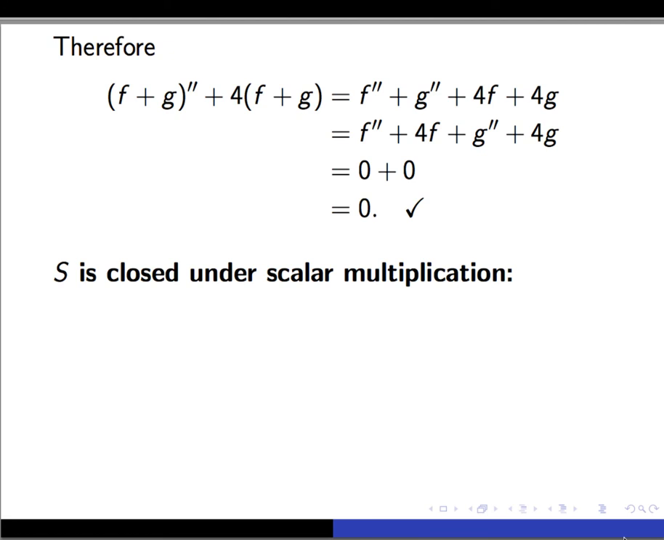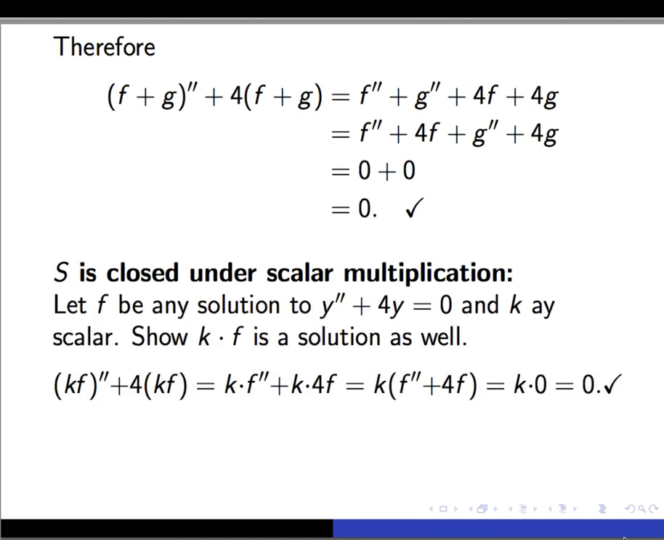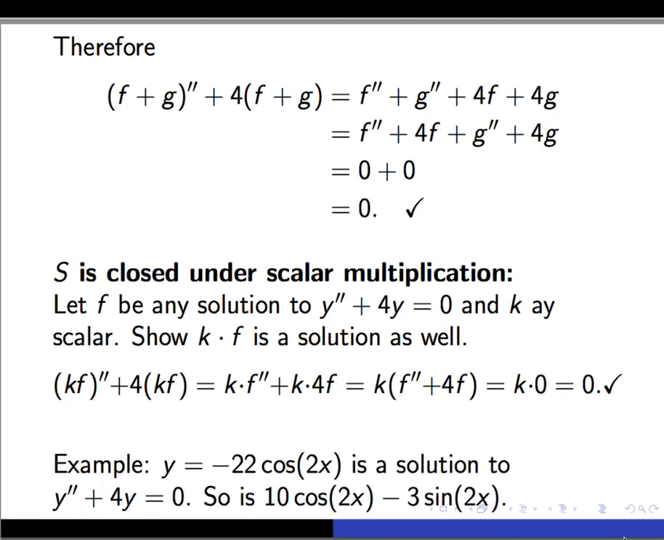So I know that S is closed under addition, but it's also closed under scalar multiplication. That means if I take any solution to the differential equation and multiply by a real number, I'm going to get another solution to the differential equation. Now this makes sense because when I take the derivative of a constant times a function, that we learned back in Calc 1, I can factor out the constant. So I can use this to say that, for example, negative 22 times cosine 2x is also a solution to this differential equation because cosine 2x is.